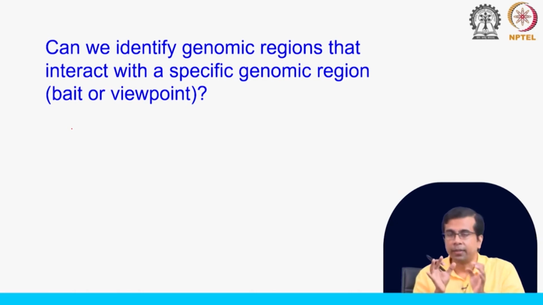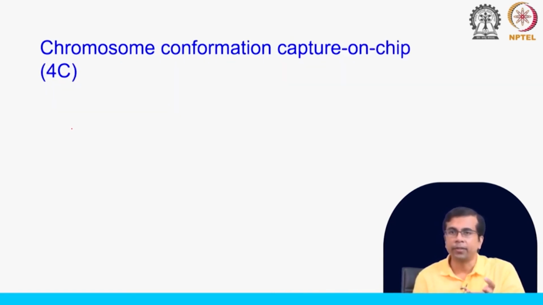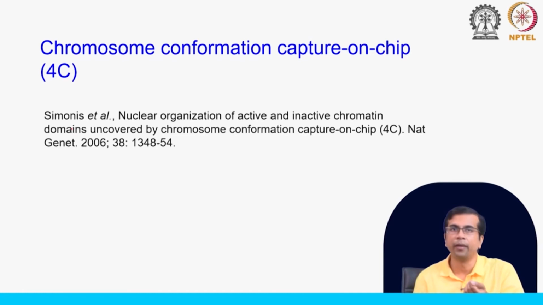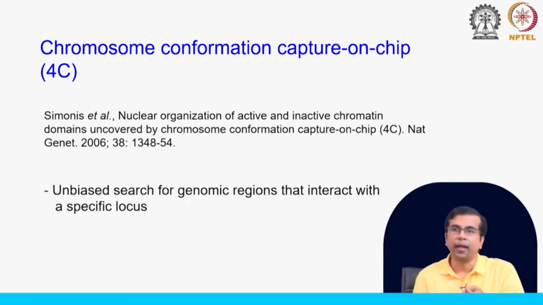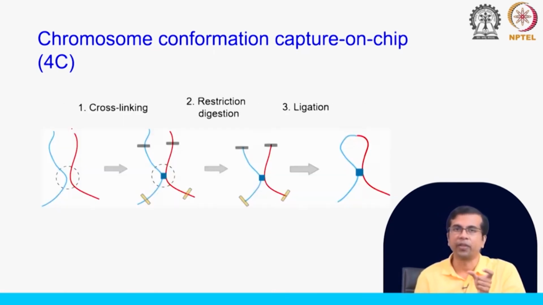This target region or this promoter that I just mentioned would be the bait or the viewpoint region. These are the terms that are used in this analysis. And this is a method that can enable us to do that. It is called chromosome conformation capture on chip, or 4C, and this is the paper that described this method in 2006. This method allows for an unbiased search for genomic regions that interact with a specific locus. This specific locus is termed the bait or viewpoint.